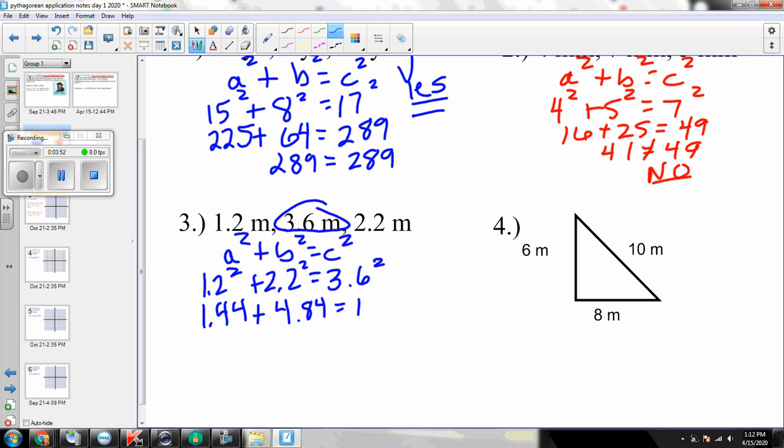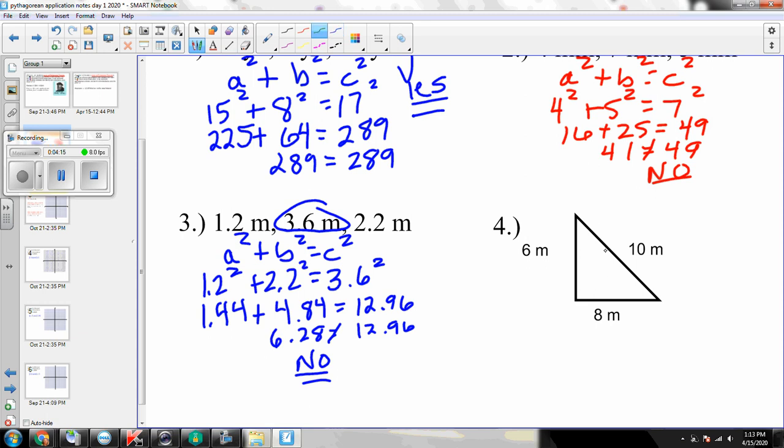3.6 to the second power is a 12.96. If I add 1.44 plus 4.84, because they're on the same side of the equation, I get a 6.28. 6.28 does not equal 12.96. So no, this is not a right triangle because the Pythagorean theorem does not work.